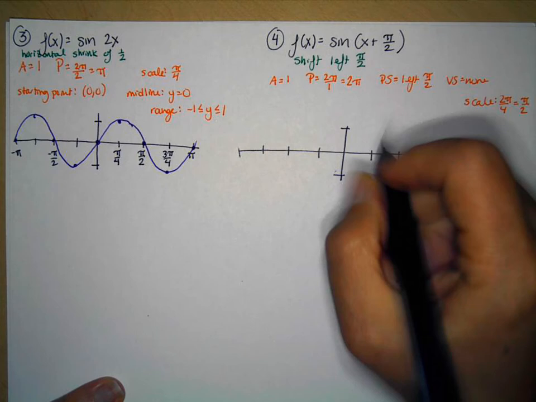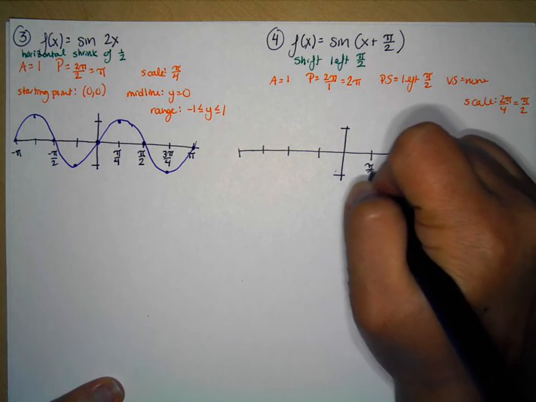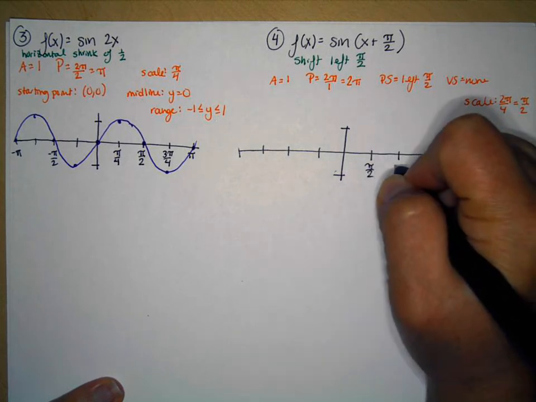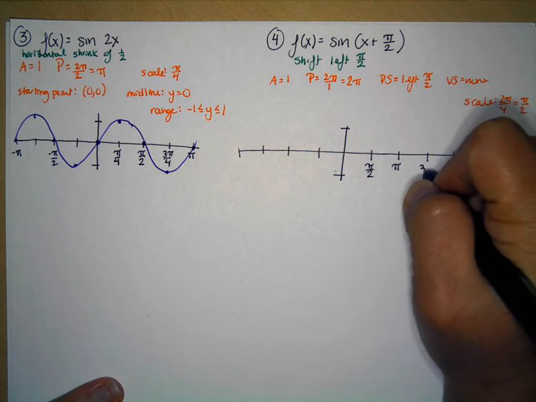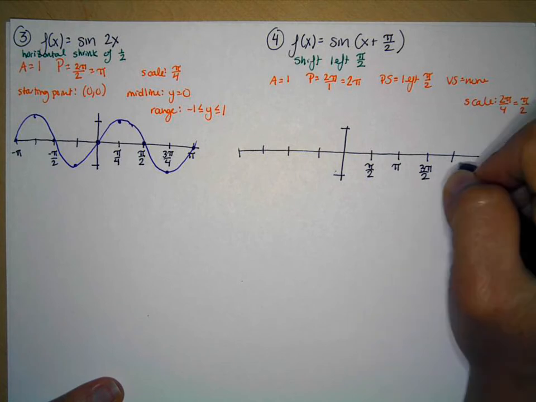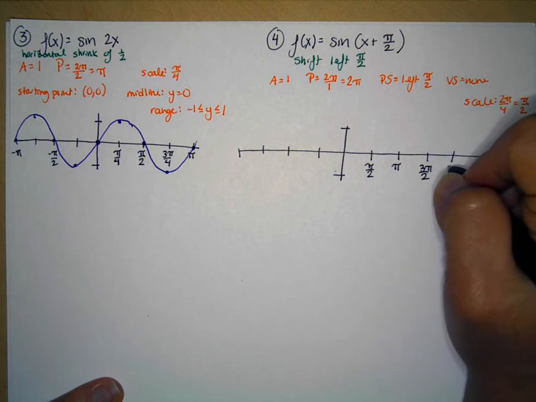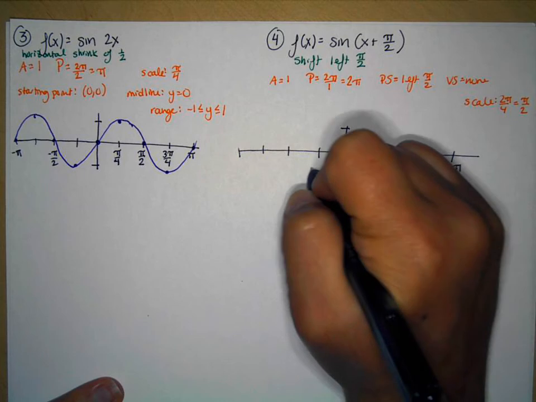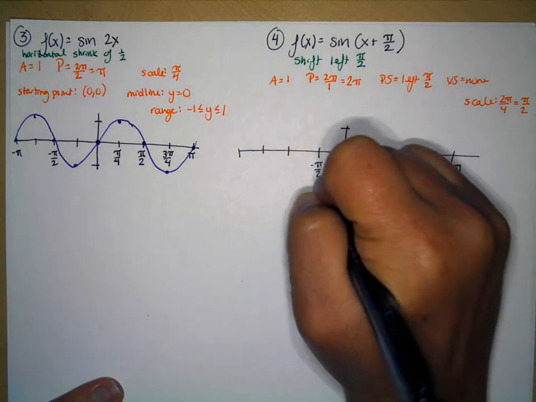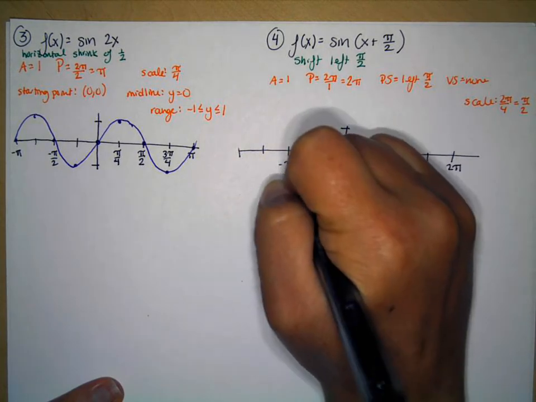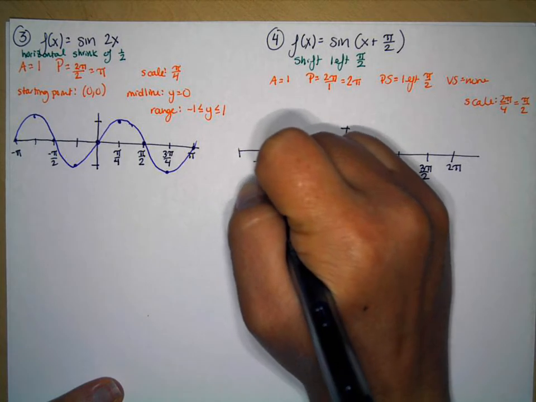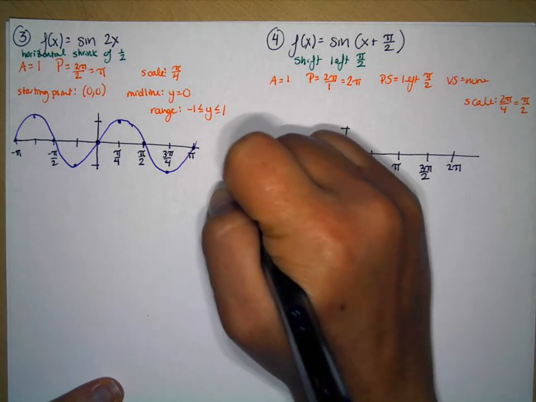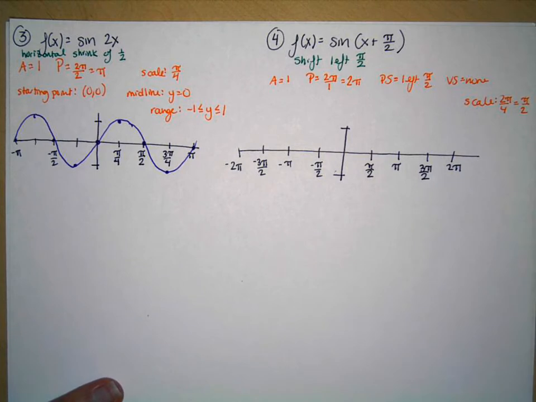All right, so my first mark is at 1 pi over 2. My next mark, 2 pi over 2. 2 over 2 is the same as 1 whole, so 1 pi. My third mark would be 3 pi over 2. My fourth mark, 4 pi over 2, is the same as 2 pi. All right, so that was step 2.